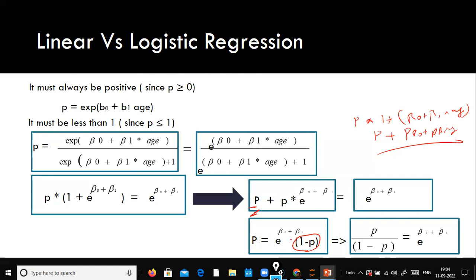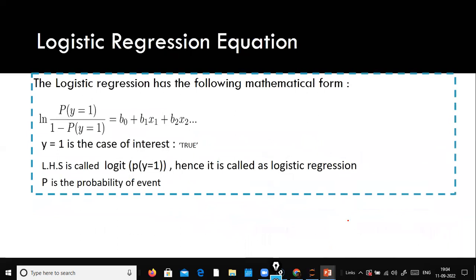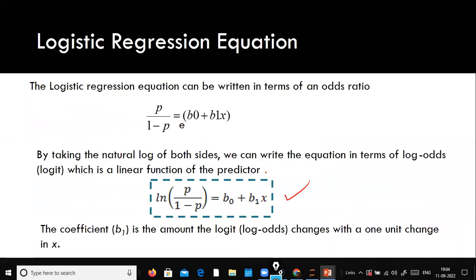When any value is multiplied on the right side and you take it to the left side, it becomes the denominator. So P over 1 minus P is equal to e to the power beta naught plus beta 1x. Now, to remove this e, they took the log, the inverse. When you take the log, you need to take it on both sides. Natural log of P over 1 minus P. You see, this e will go away since you are taking the natural log on both sides, and on the right side you are left with only beta naught plus beta 1x. On the left side, since you have taken the natural log, it remains as it is.